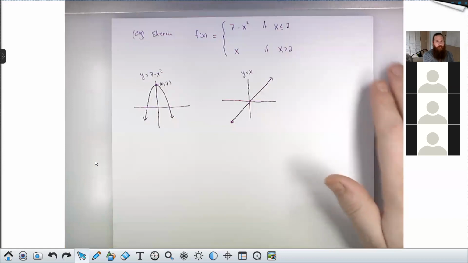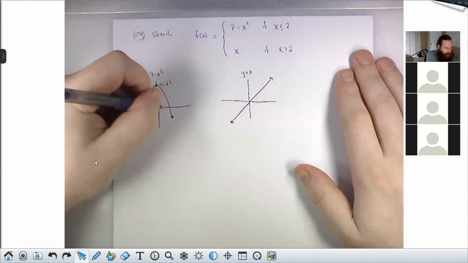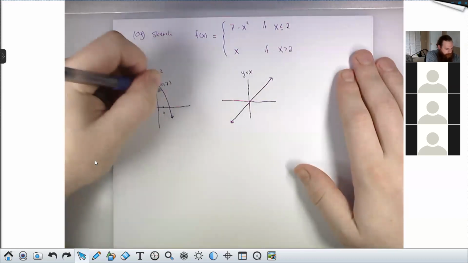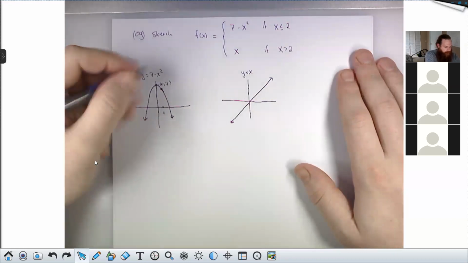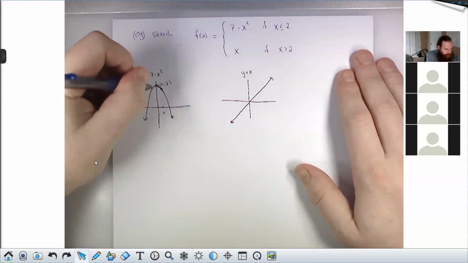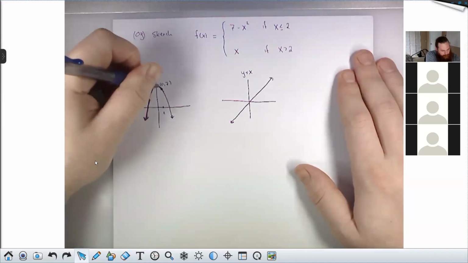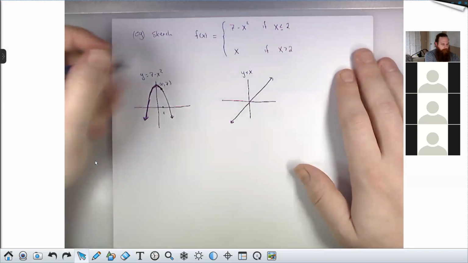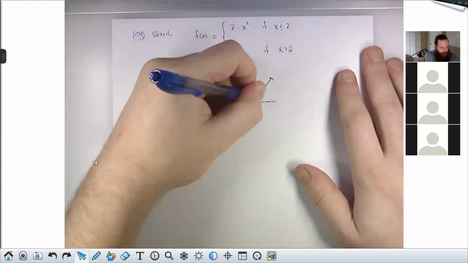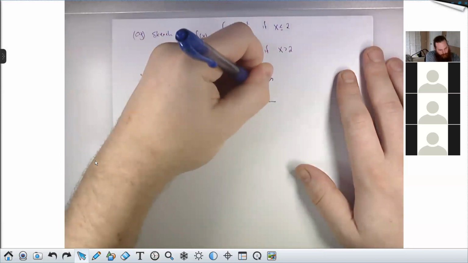And then I want to identify which piece I want to hold on to. So maybe 2 is like right here. And if x is less than or equal to 2, okay, well, that's everything to the left of 2. So I'm going to take this part of my parabola and 2, and this part of my line.